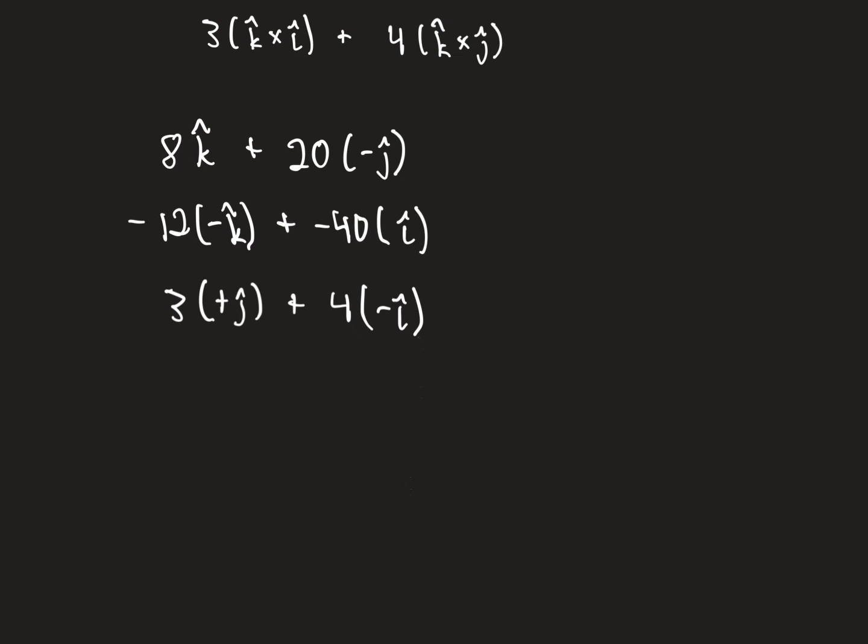Okay, so now what can I do? Is that the final answer? No. What do I need to do? Need to combine. Can I add 8K plus negative 20J? Can I just combine those? No. Why not? You have to combine like terms. Combine like directions. I can only combine things that are going in the same direction. What happens in K direction goes with K direction, J direction with J direction, I direction with I direction. So I can combine all I's with I's, all J's with J's, all K's with K's.